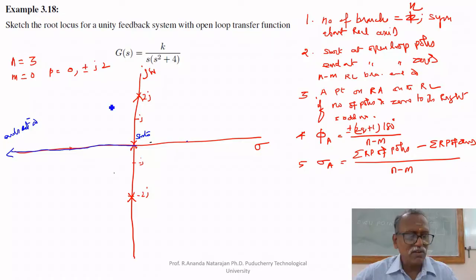Then, what is the fourth rule says? Angle of asymptote, 2q plus 1 divided by n minus m. N equal to 3 and m equal to 0.